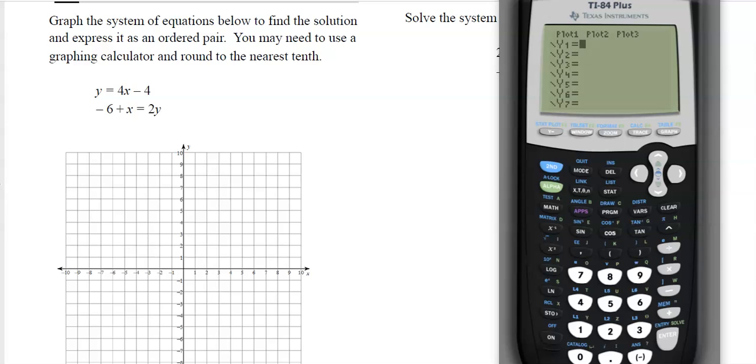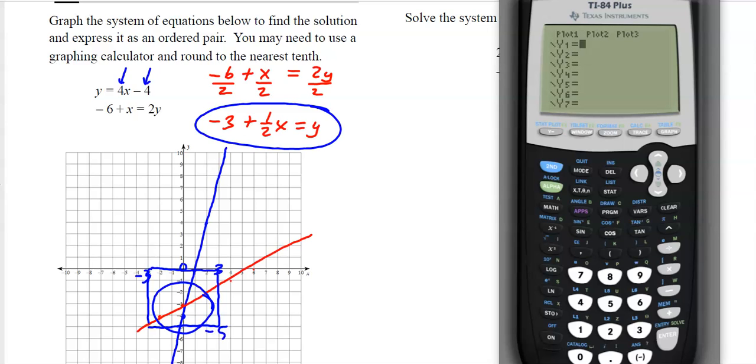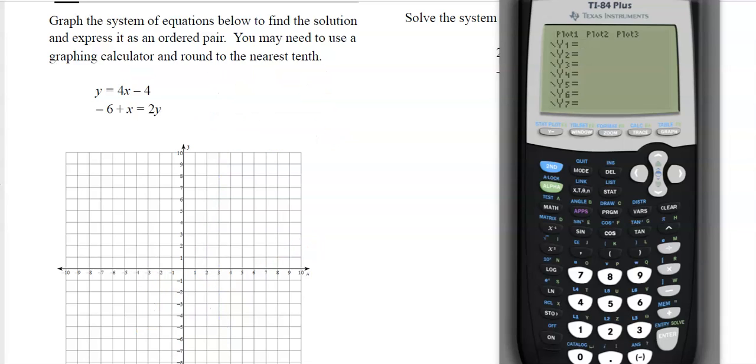The first one, I'm going to bring these back up. So we had y equals 1/2 x minus 3. I'm going to do parentheses, 1 divided by 2, x. So there's 1/2 x minus 3. Enter. Then the other one was already in the right form for me. It was just 4x minus 4. 4x subtract 4. Enter. And let's graph it.